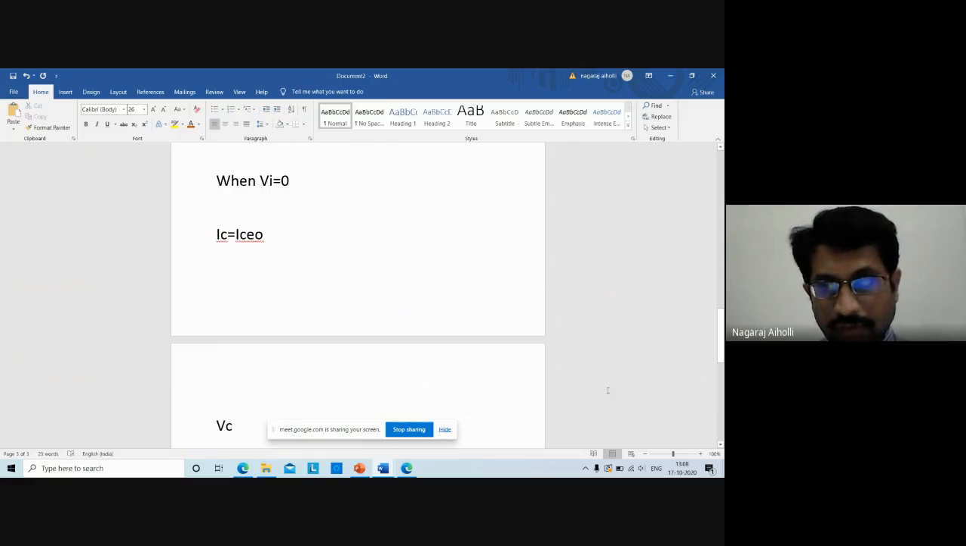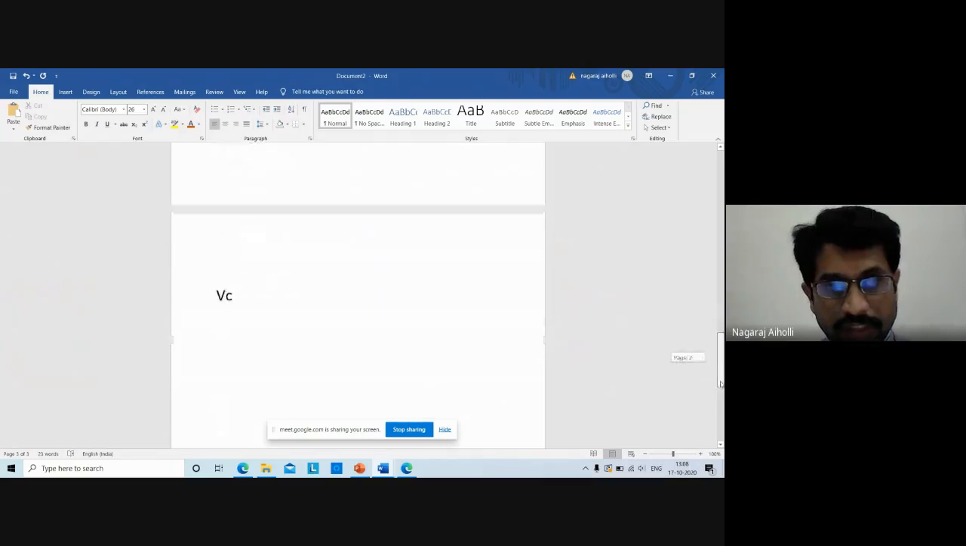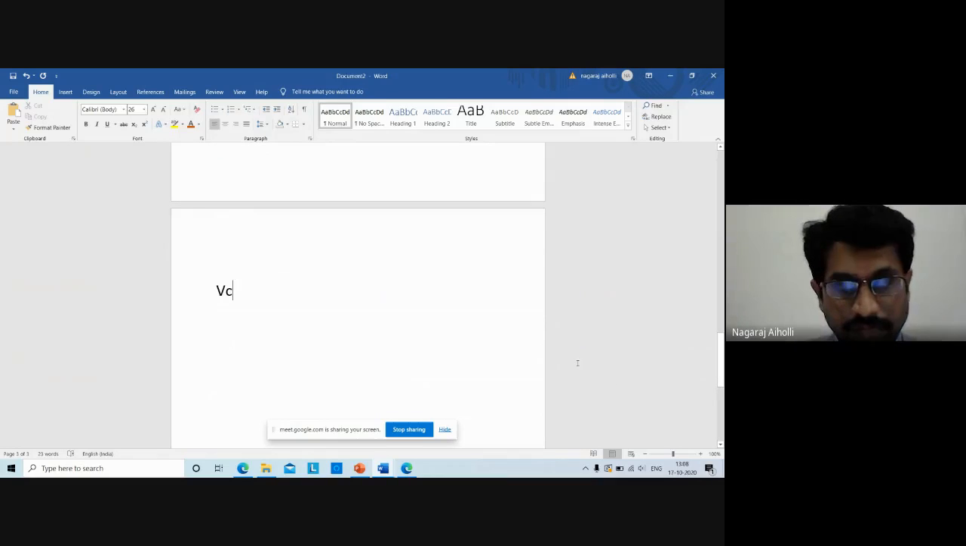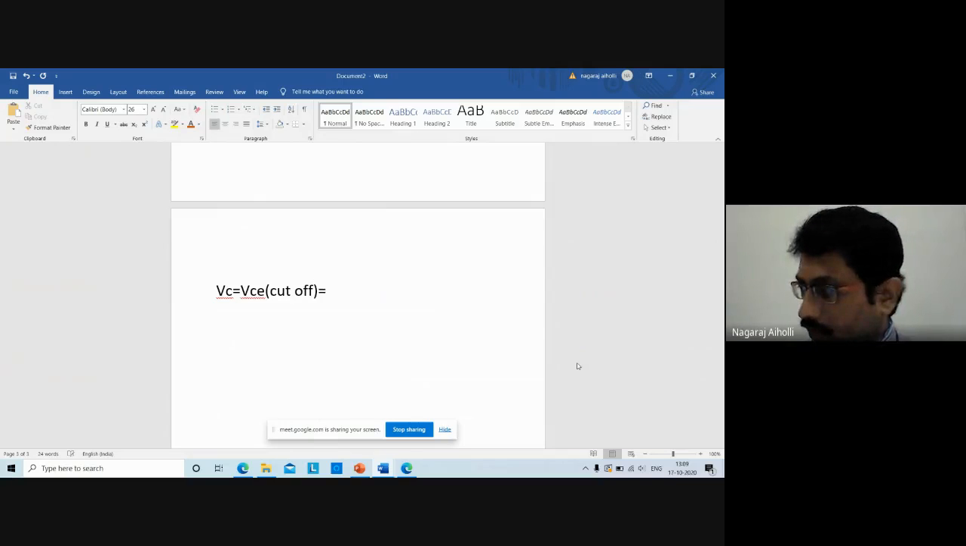VC is equal to VCE cutoff, because the transistor is in the off state. VC cutoff is equal to VCC minus IC R, the same equation as we have written previously. Instead of IC saturation, here we have ICEO, the leakage current, times RC. This is one of the equations.